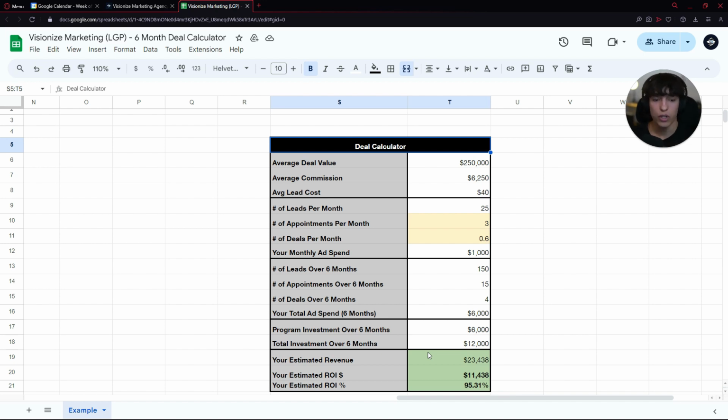And I would look either elsewhere, or you're going to have to solve this lead cost, because if this was down at $15, then that would be a lot better. You would be spending $12,000 to make $62,000, which would make a lot more sense.